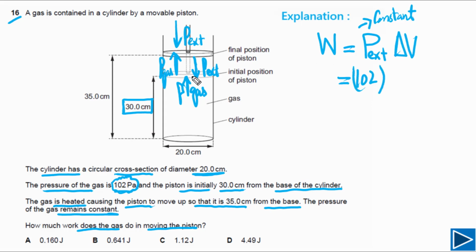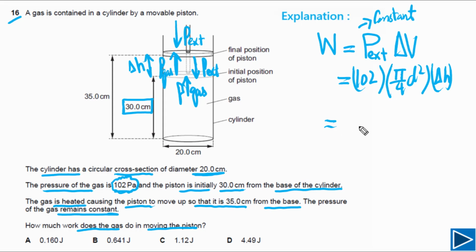Now we need to find the change in volume of the gas. Let's say the change in height is equal to delta H. The change in volume is simply the cross-sectional area, pi by 4 d squared, times the height. So this is the change in height, delta H.